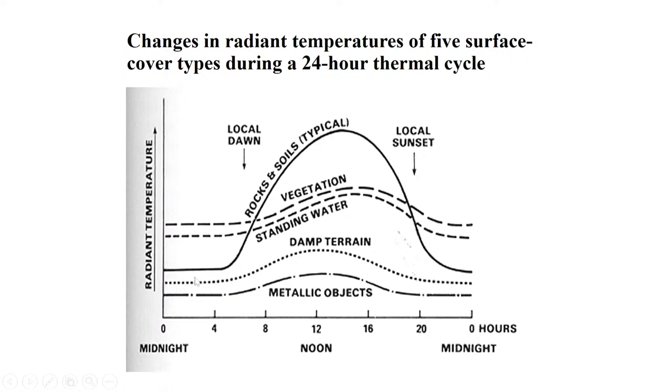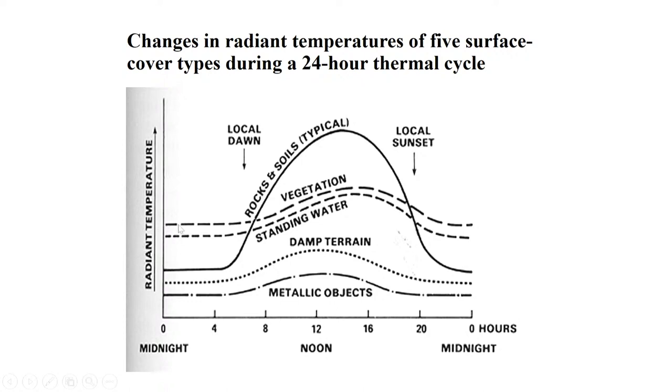Now damp terrain will have a similar pattern to the metallic objects, but a higher radiant temperature in comparison to them. When we look at rocks and soils, there is a very high change between daytime and night time. Here you can see that at approximately 2 o'clock, or 14:00, in the afternoon, the maximum temperature will be sensed by the sensor. The radiant temperature will be maximum, and after that there will be a sudden decrease in temperature, and finally in the night time, approximately after 8 o'clock, the temperature will become very low.